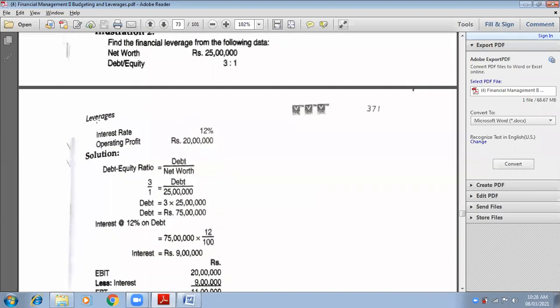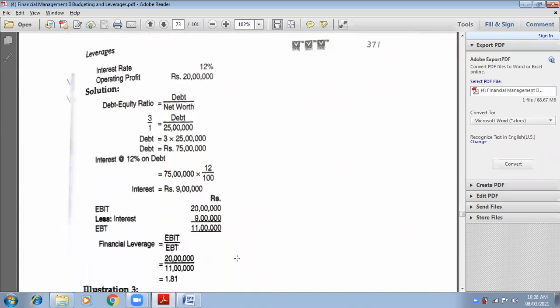To calculate interest, there is one piece of information given: the debt equity ratio is already given as 3. Debt is not given, but net worth is given as 25 lakhs. So 25 lakhs into 3 will be 75 lakhs debt. The interest rate of 12% is applicable on that, so interest will be 9 lakhs rupees.